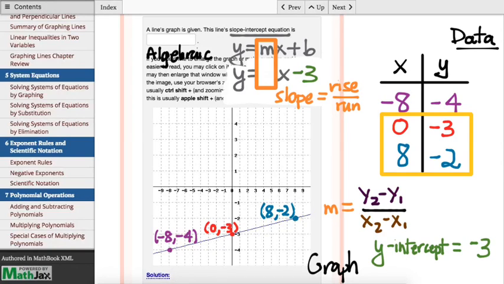So first, if I do y2 minus y1, what am I really subtracting there? y2 is the y-coordinate of my second point. y1 is the y-coordinate of my first point. So what I really am doing is negative 2 minus negative 3.